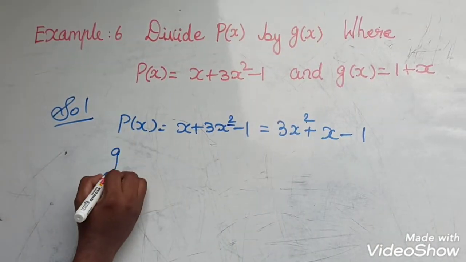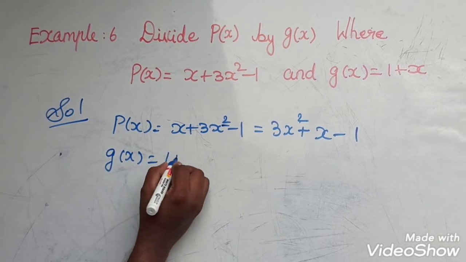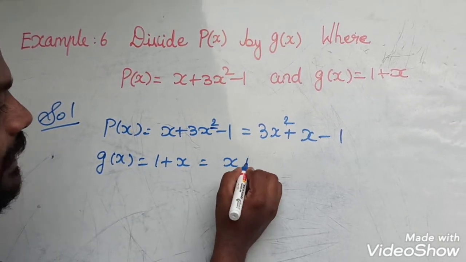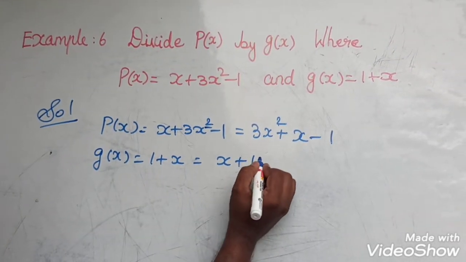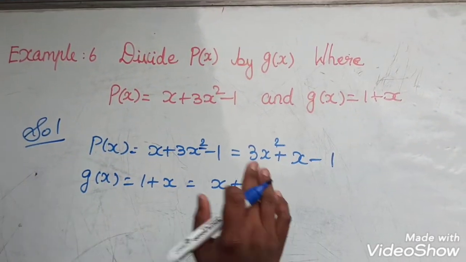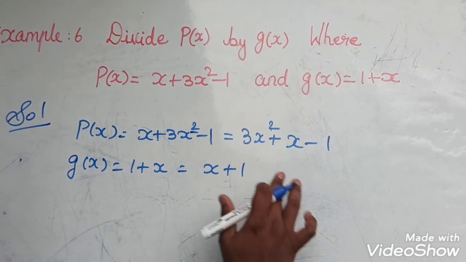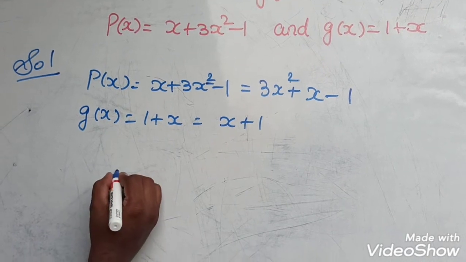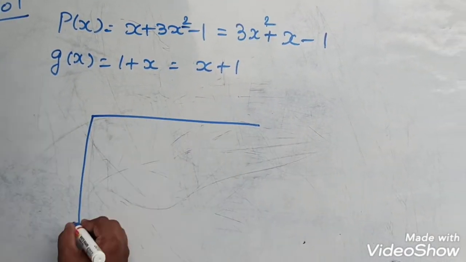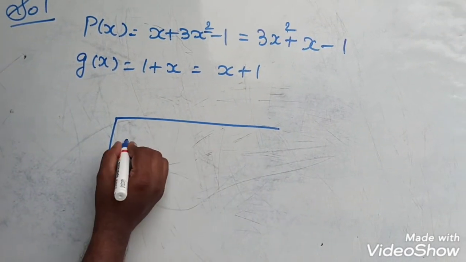The same way g of x, which is equal to 1 plus x, I write in the order x plus 1. Here the exponent is 1 and next there is no variable since the exponent is 0. Here also no term is missing. So directly we move on to the normal long division method. So just watch it carefully.